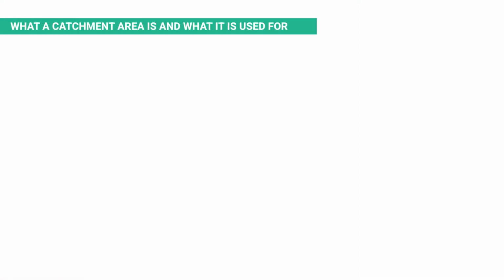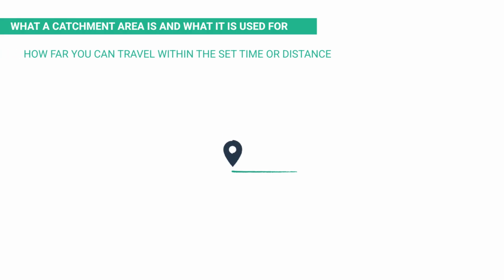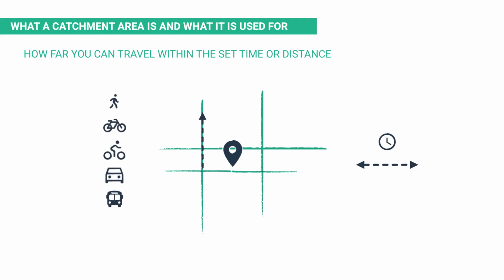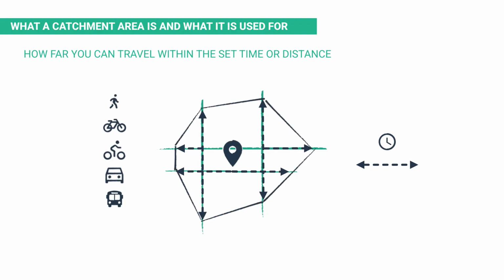Let's quickly discover what a catchment area is and what it is used for. It shows how far you can travel within a certain travel time or distance using the specified mode of transport. The computation is based on real-world street network data.